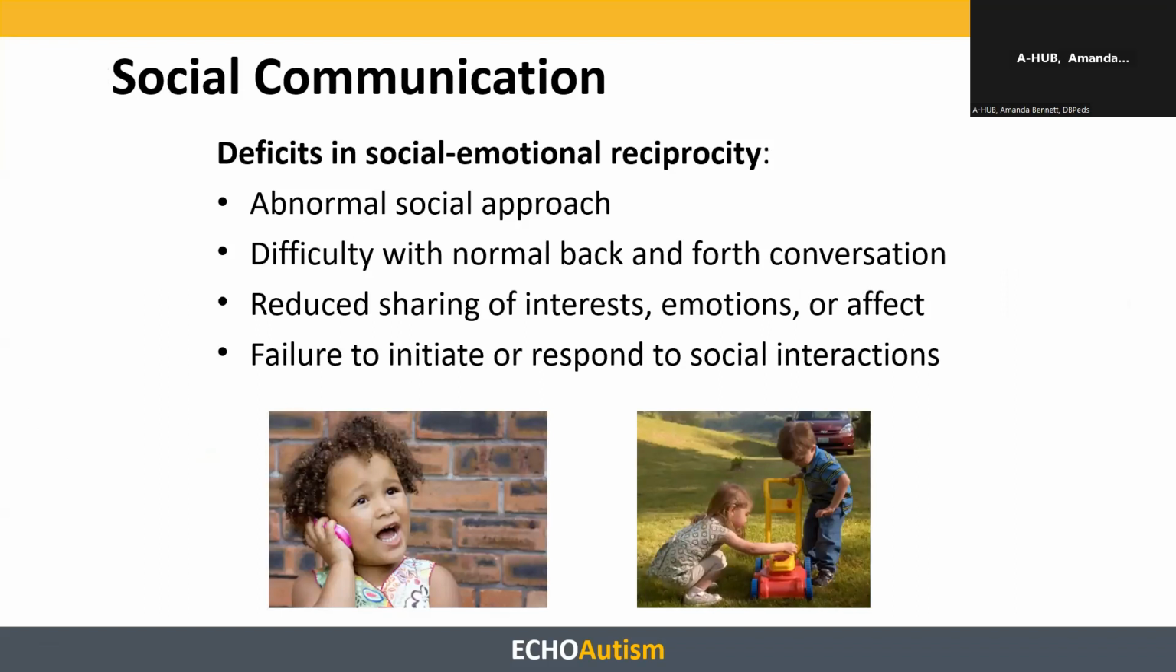So in thinking about social communication, one of the first criteria is having deficits in social emotional reciprocity. And what does that mean? That really means that this person has some differences or difficulties in how they approach social situations. They might have difficulty with back and forth conversations if they are speaking. They might have more trouble sharing their interests, like the little boy that Judy described, where they don't know how to direct other people's attention to the things that interest or excite them. They may have trouble sharing their emotions or showing with their face and their body language how they're feeling. And they may have more difficulty just initiating or responding in a social situation. Next slide.